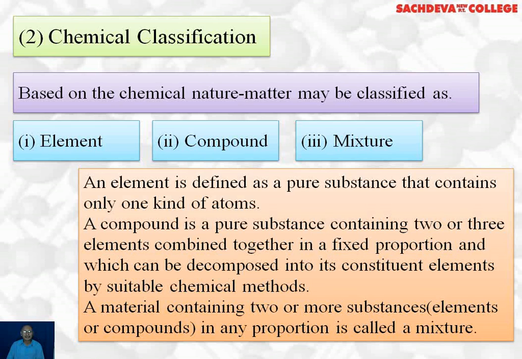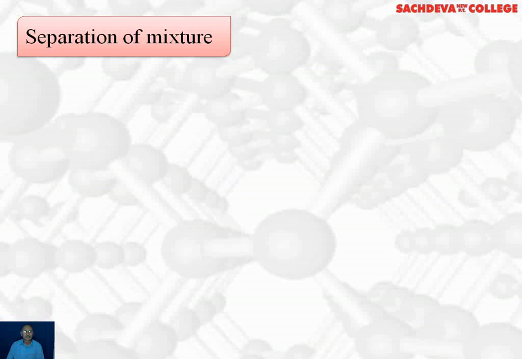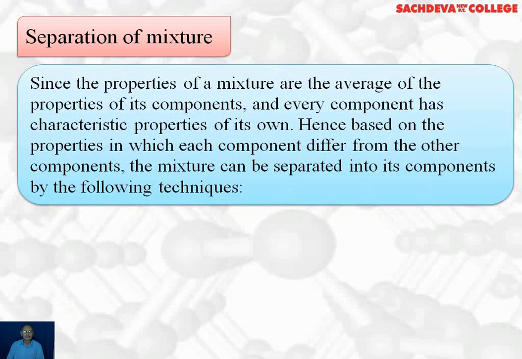Mixture. A material which contains 2 or more substances, which may be elements or compounds in any proportion, is called a mixture. How do we separate a mixture? Since the properties of a mixture are the average of the properties of its components, and every component has characteristic properties of its own, based on the properties in which each component differs from the other components, the mixture can be separated into its components by the following techniques.